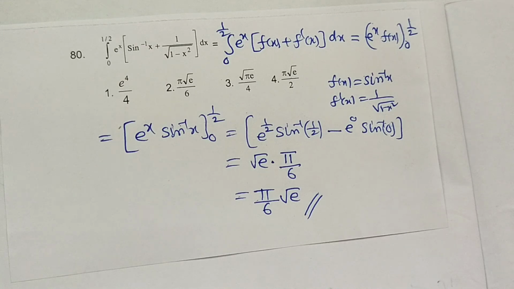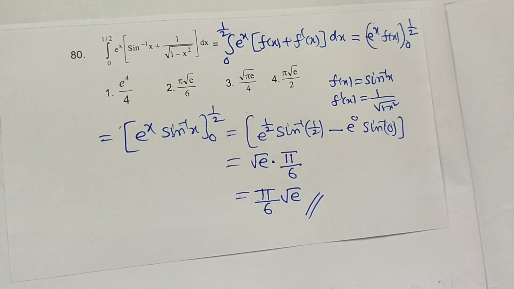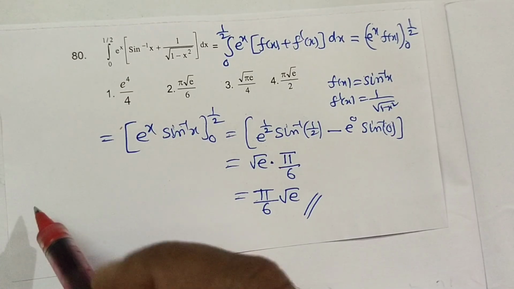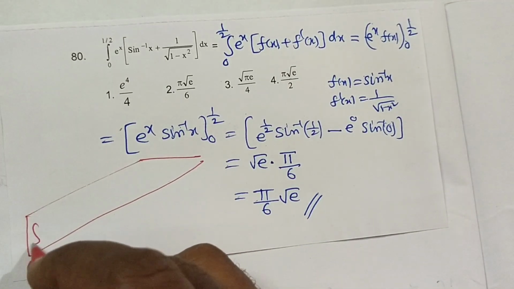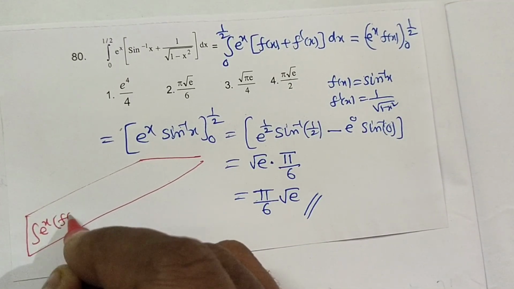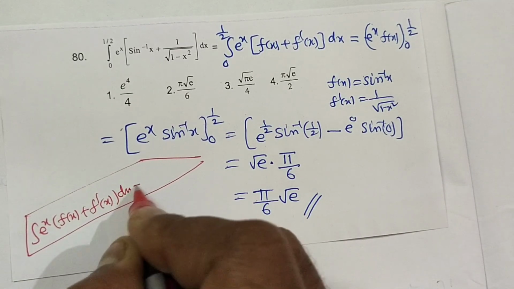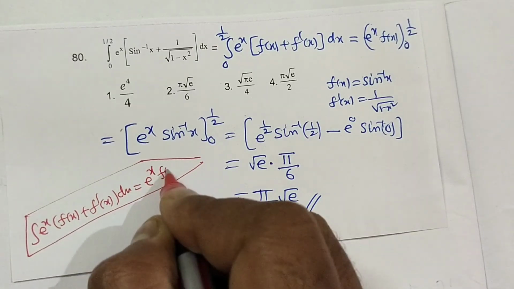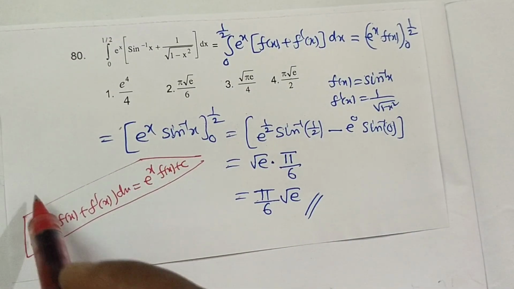The application of the integral e power x into f of x plus f dash of x into dx formula. This formula we can apply: integral e power x into f of x plus f dash of x into dx is equal to e power x into f of x plus c. But limits are there, no need to apply c.